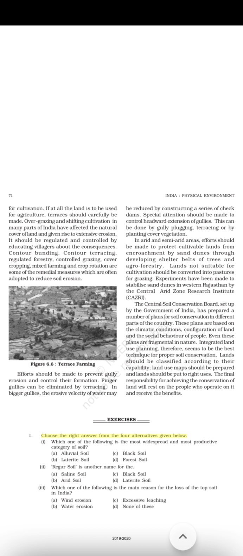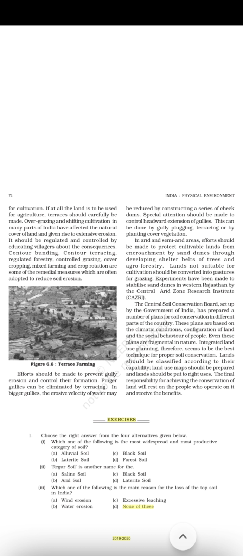Exercises. 1. Choose the right answer from the four alternatives given below. (i) Which one of the following is the most widespread and most productive category of soil? A. Alluvial soil. B. Laterite soil. C. Black soil. D. Forest soil. (ii) Regur soil is another name for the: A. Saline soil. B. Arid soil. C. Black soil. D. Laterite soil. (iii) Which one of the following is the main reason for the loss of the topsoil in India? A. Wind erosion. B. Water erosion. C. Excessive leaching. D. None of these.